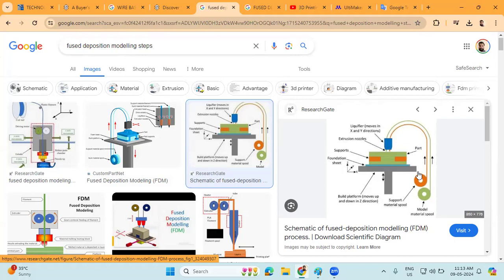Depending on the complexity of the part, support material may also be deposited. So this orange color is representing the support material. This is done to ensure that overhangs and other complex features are properly supported during the printing process.